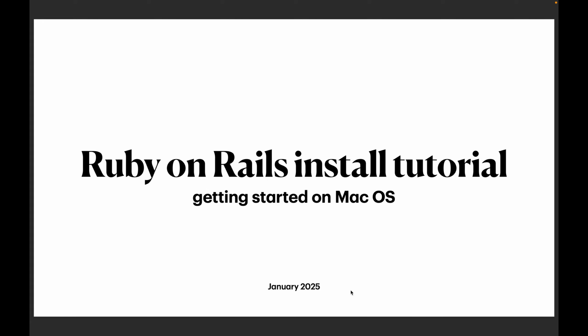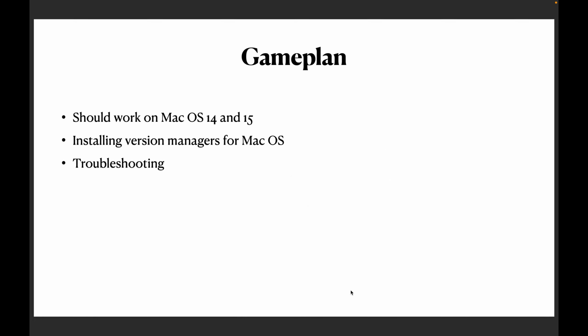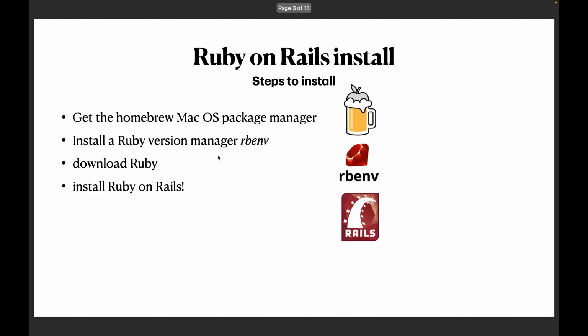In this video, we're going to be installing Ruby on Rails on your Mac. Here's the game plan. This should work on macOS 14 or 15, maybe some other versions. Then we're going to be installing version managers and then going over basic troubleshooting tips.